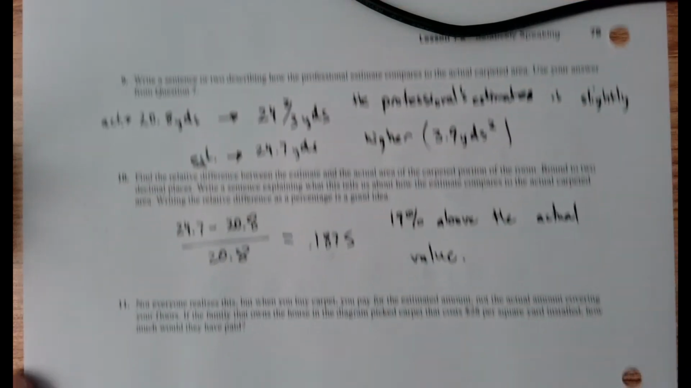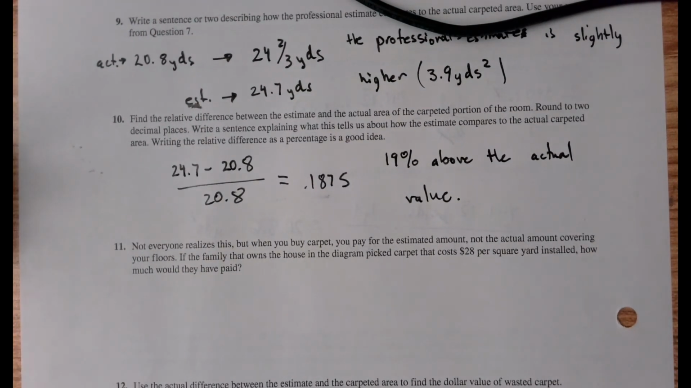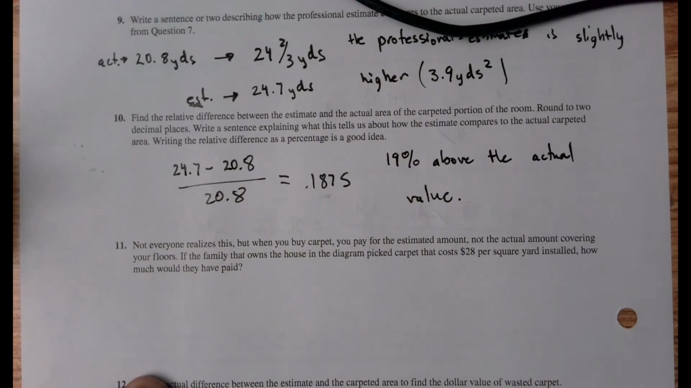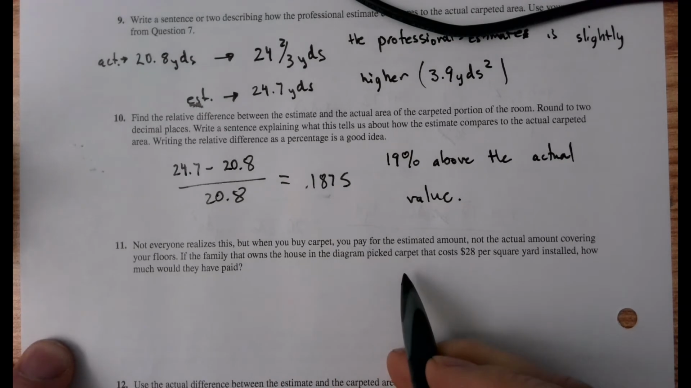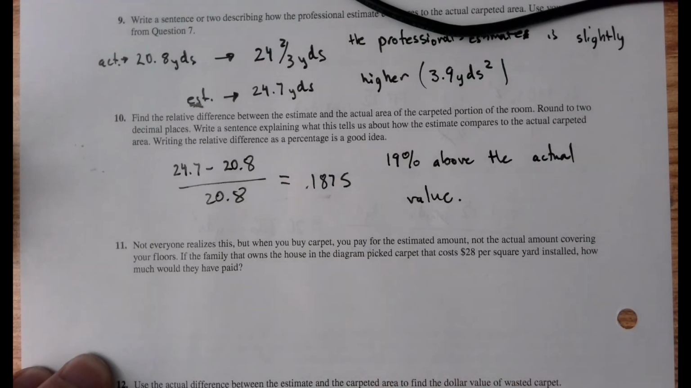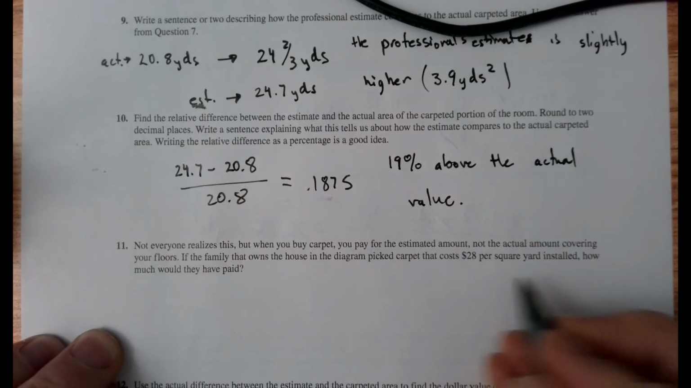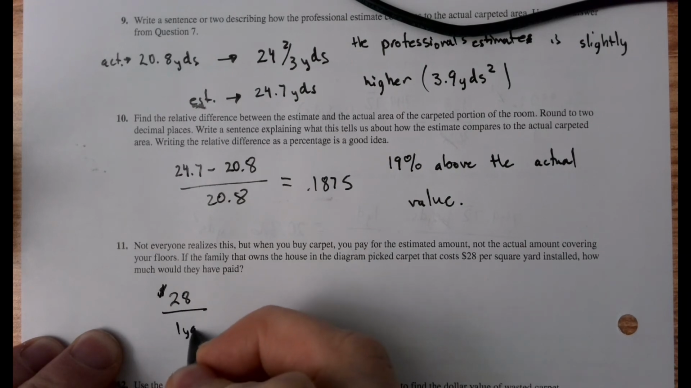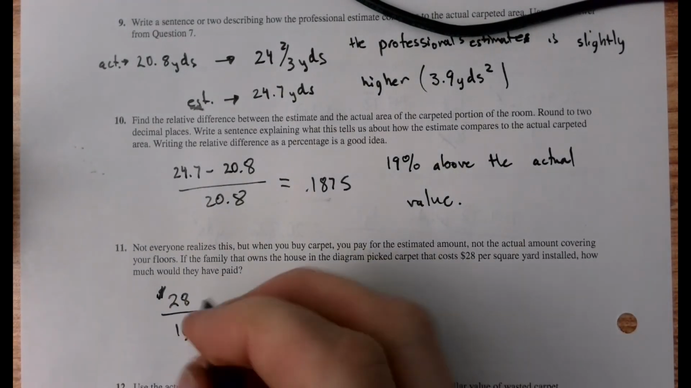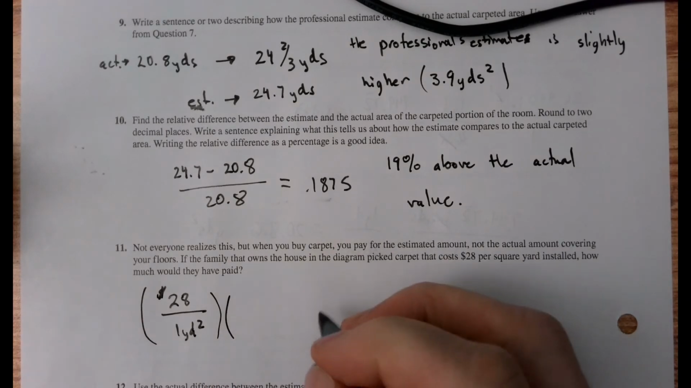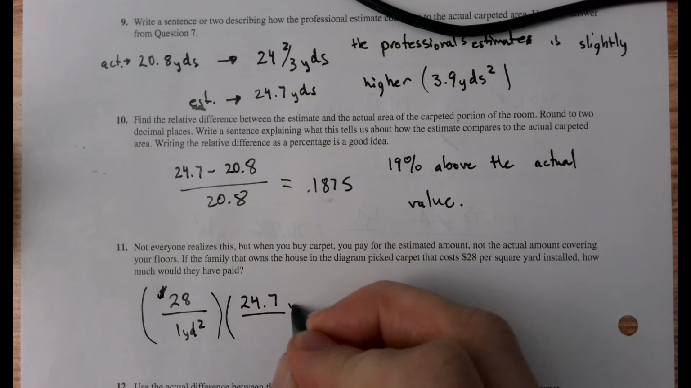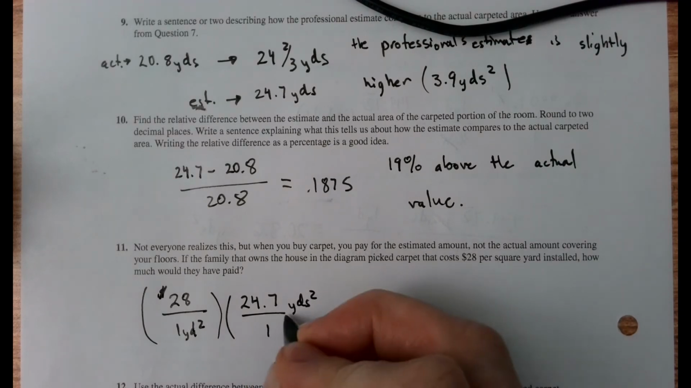All right, so then number 11, we're just asked to go a little bit further here. When you buy the carpet, you pay for the estimated amount, not the actual amount covering your floors. So if the family that owns the house in the diagram picked carpet that cost $28 per square yard installed, how much would they have paid? Well, we can use our dimensional analysis, our units here. It's $28 per 1 squared yard. And we're going to multiply this times the estimate, which is 24.7 square yards.